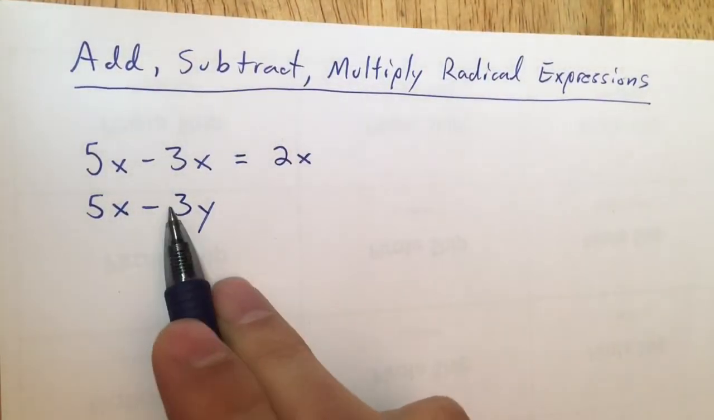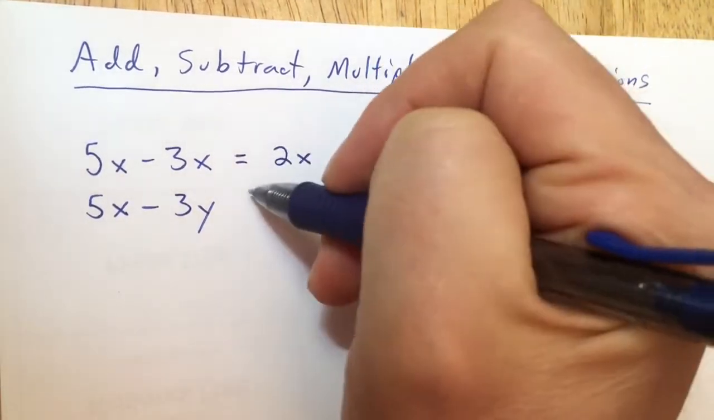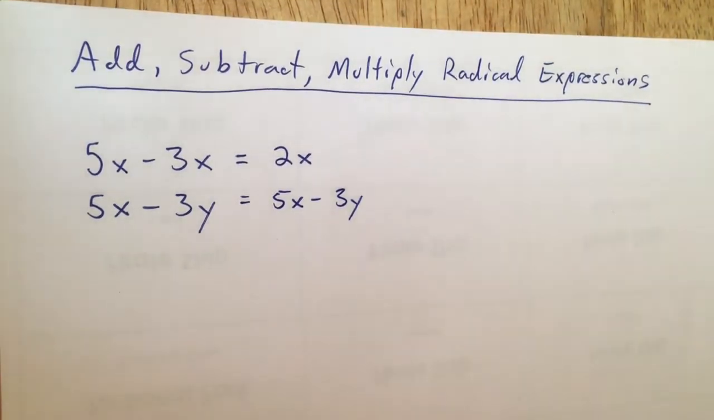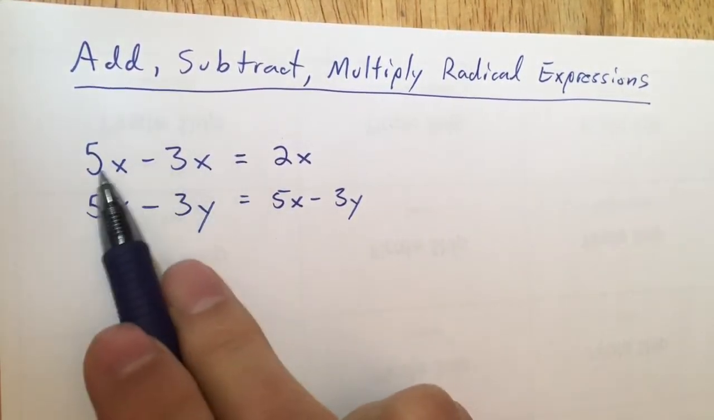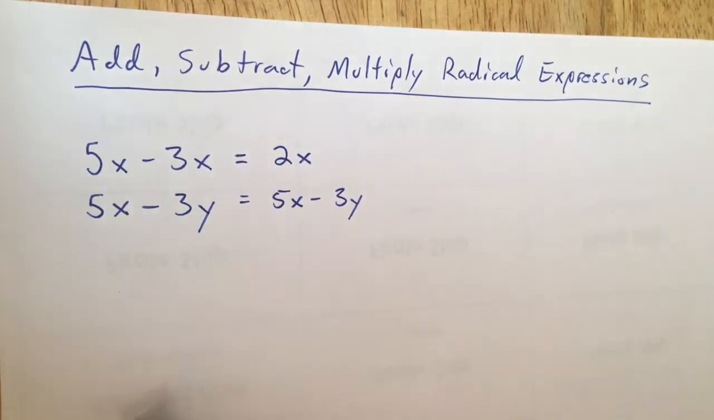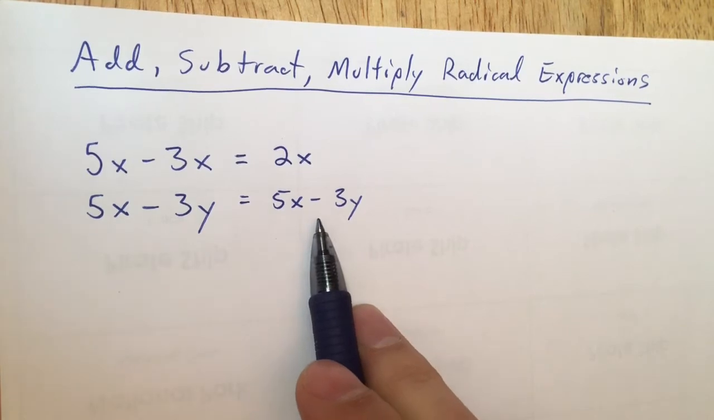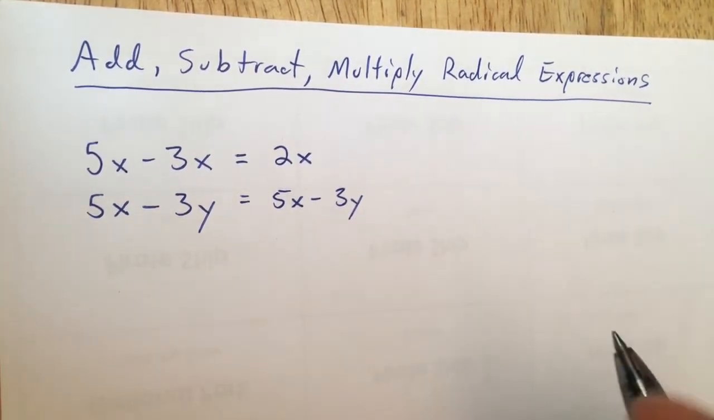5 apples minus 3 oranges doesn't make 2 apples or 2 oranges because they're not the same thing. I can't combine them like this. So the best you can do is just leave it like it is. You can't simplify this at all. So when these are like terms, when the variables are the same, we can combine them and just combine the coefficients. When the variables are different, we can't combine them. We just have to leave it like it is. Can't be simplified. So we're going to use the same rationale when we deal with radicals.